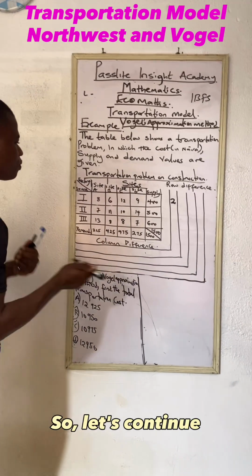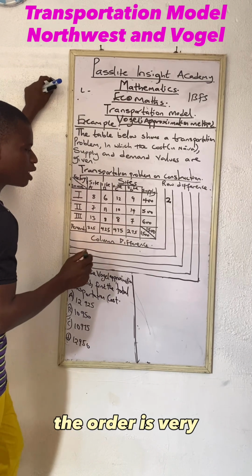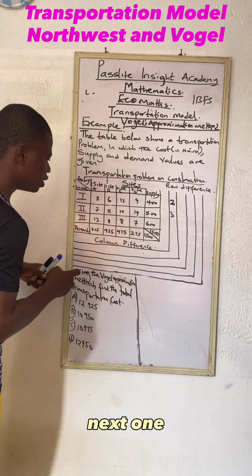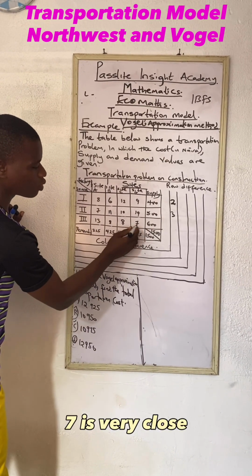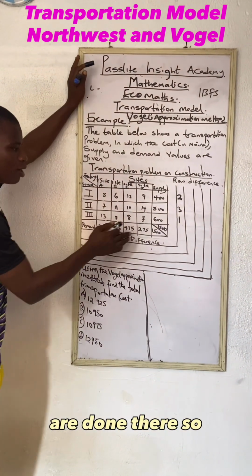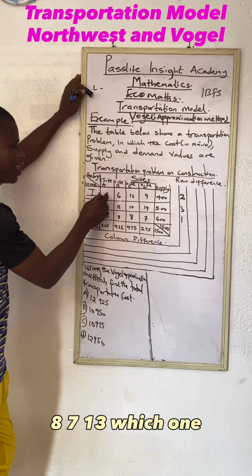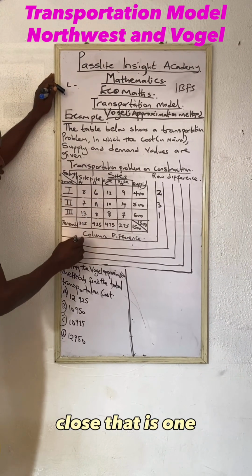So let's continue. Let's come back here: 7, 11, 10, 14. The ones that are very close are 7 and 10. That is 3. So let's go to the next one: 13, 8, 8, 7. So 8 and 7 are very close. 8 minus 7, that is 1. That is the least value there. We are done there. So let's come back to the column: 8, 7, 13. Which ones are very close? 8 and 7 are very close. That is 1.